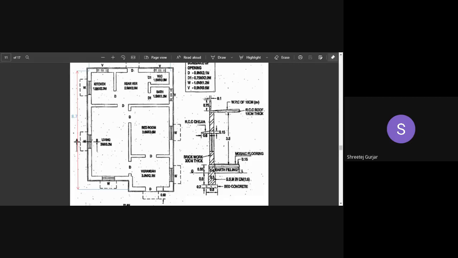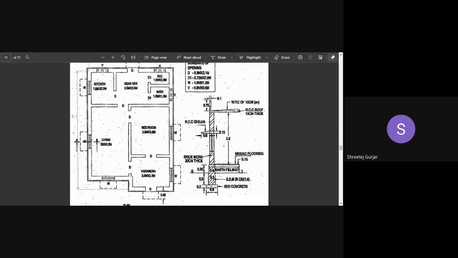Your floor to floor height is seen to be 3.5 meters. And your RCC roof you can see is 10 centimeter thick. Then this is your weatherproof course, WPC, which you apply over your roof.